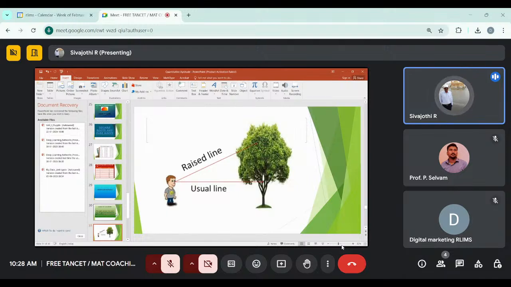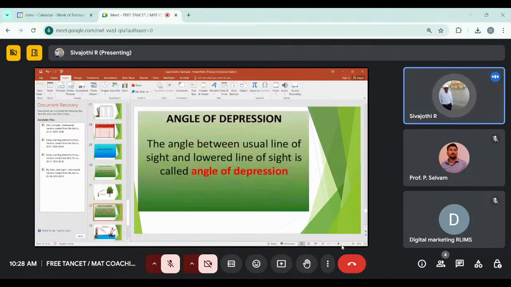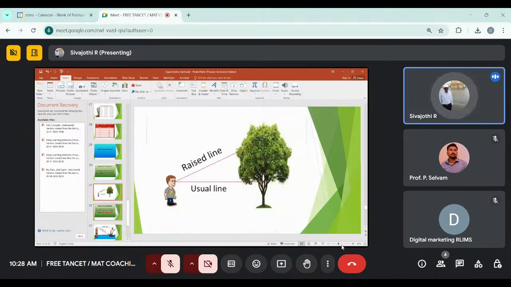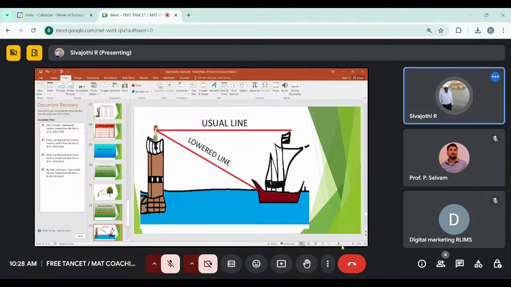Okay, so this is the way to find the angle of elevation. Angle of depression is the angle between the usual line of sight and the lower line of sight. This is another example. I hope everyone has understood angle of elevation and angle of depression.